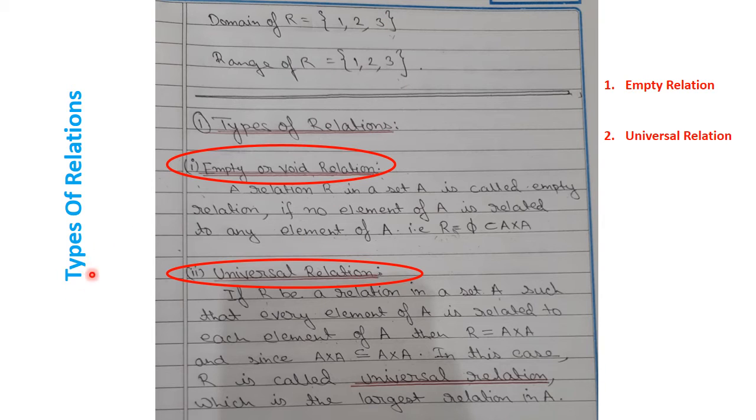Now let's move on to types of relations. So first we have the empty relation and the universal relation. Suppose we have a relation R in set A, then this relation R will be called an empty or void relation if R is equal to the null set. Universal relation: suppose R is a relation in a set A, then we would say that R is a universal relation if R is equal to A cross A.